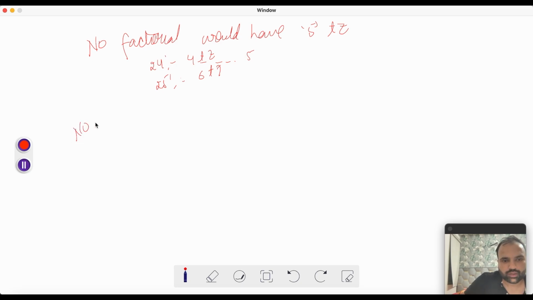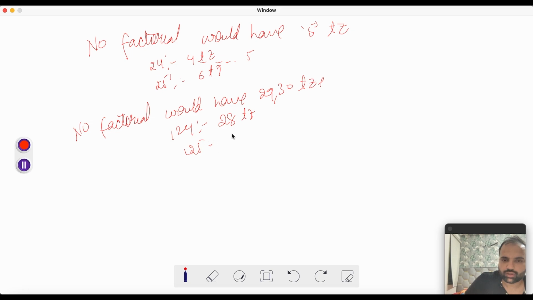Similarly, no factorial would have 29 and 30 trailing zeros as well. Why? Because 124 factorial has 28 trailing zeros, and 125 factorial has 31 trailing zeros. So for 29 and 30, there is no factorial with that many trailing zeros.